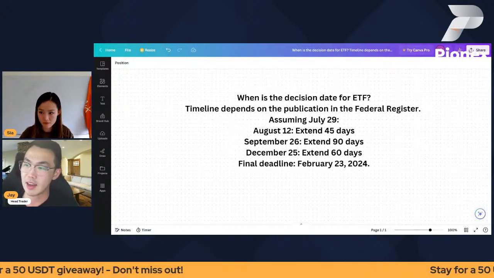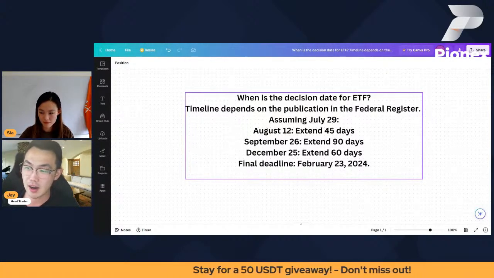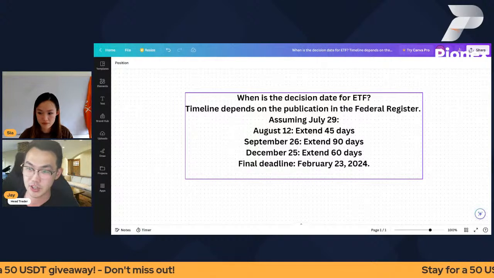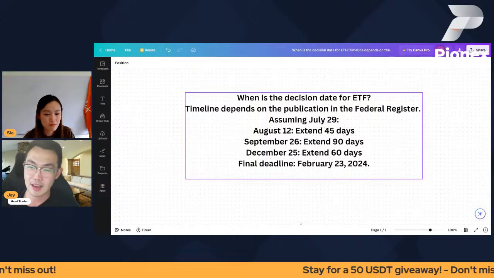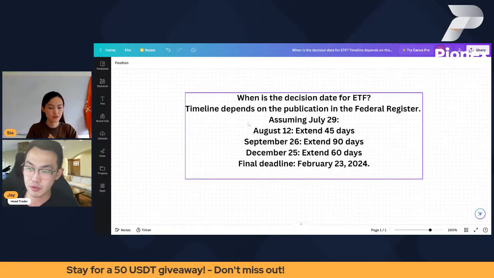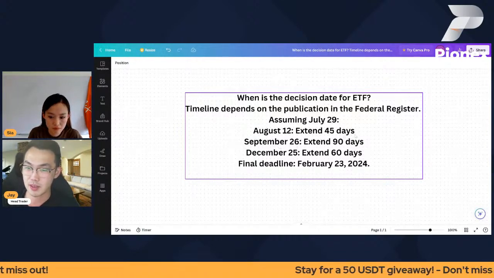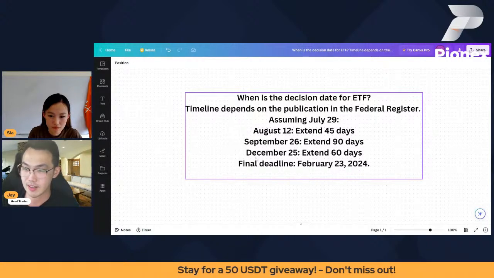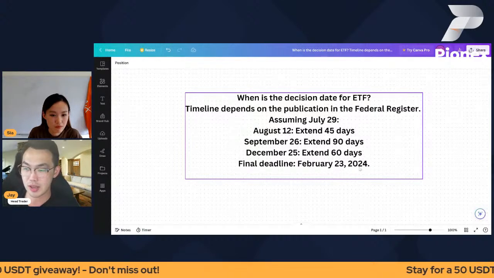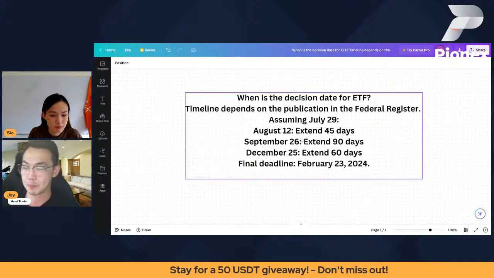These are not hard deadlines, but assuming the ETF for BlackRock gets published by the SEC on July 29th, the first deadline is 45 days. So on August 12th, they can come to a decision, or they can extend it for 90 days to September 26th. And when September 26th comes, they can extend it for another 60 days to December 25th. And then the final deadline would be February 23rd of 2024. So the earliest deadline will be August 12th.